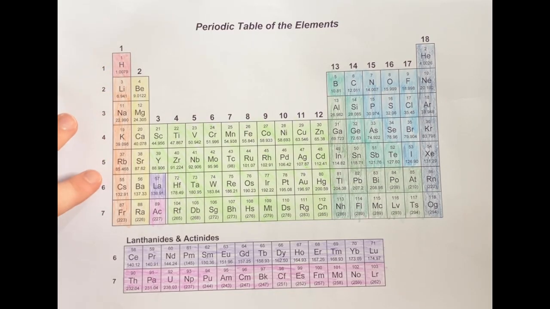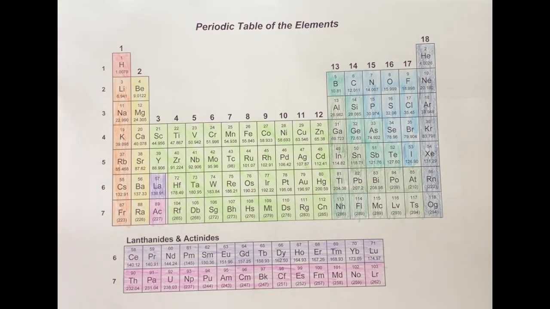Going down the group, more orbitals are added. This means the electrons are placed further away from the nucleus, and this counteracts the effect of increasing protons. The radius gets bigger. The second major trend in the periodic table is electronegativity.